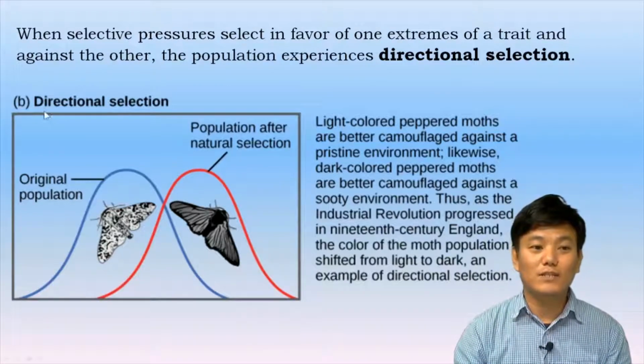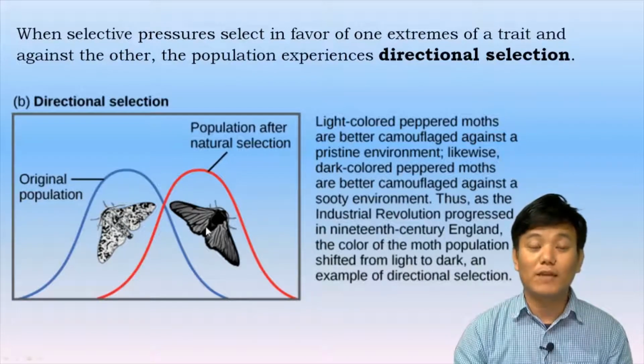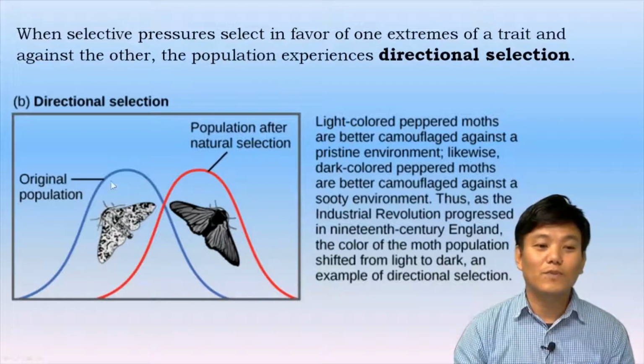We have already studied directional selection, regarding industrial melanism, which we discussed in natural selection. So in directional selection, you can clearly see that this was the original population, right? In the original population, the black or dark melanic form of the moth was less in number, whereas the peppered, the light variant or the typical variant, was more in number.